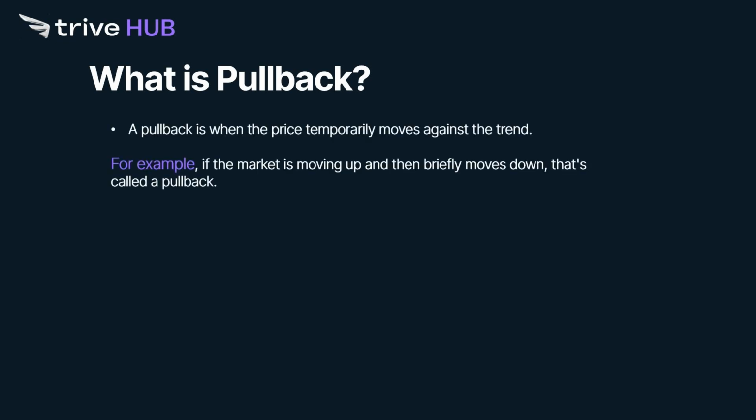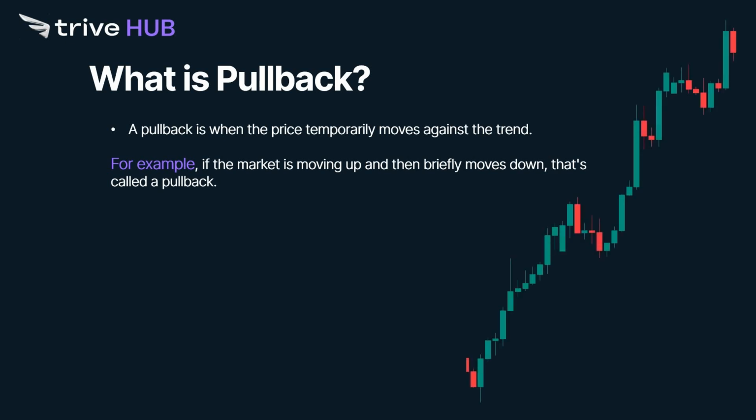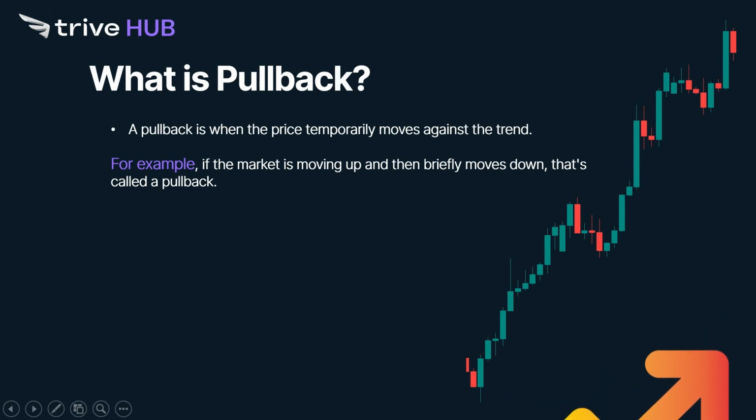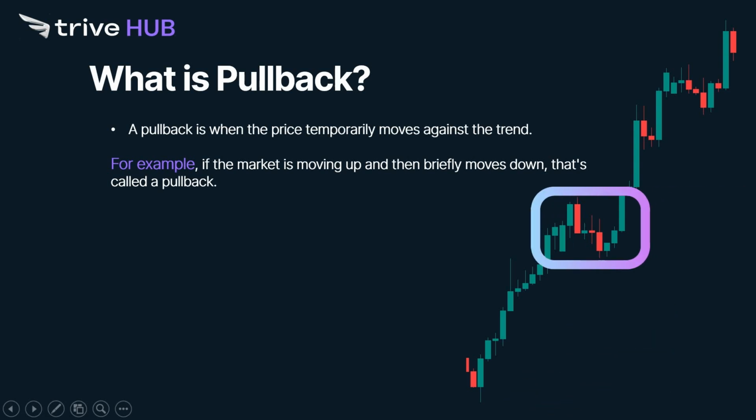A pullback is when the price temporarily moves against the trend. For example, if the market is moving in an uptrend, then it can briefly move to the downside. That's called a pullback. In this example, you can see a very good uptrend going on with some reasonable pullbacks, meaning small down moves against the original direction.